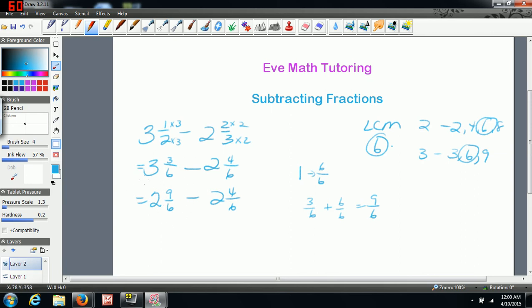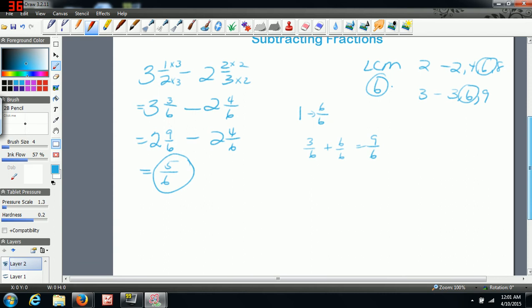Okay, so we go ahead and do that. Now these two numbers are the same, so they actually cancel. You subtract the whole numbers first, so 2 minus 2 is 0, and then 9 minus 4 is just 5 over 6. Okay, so that would be the answer there. So that's a tricky one there.